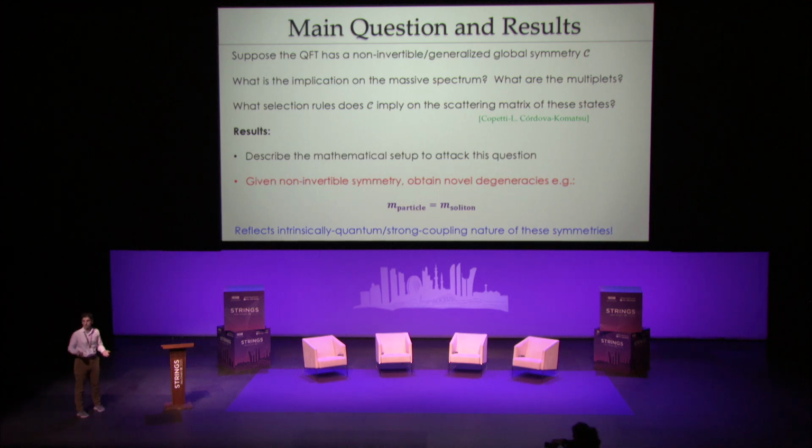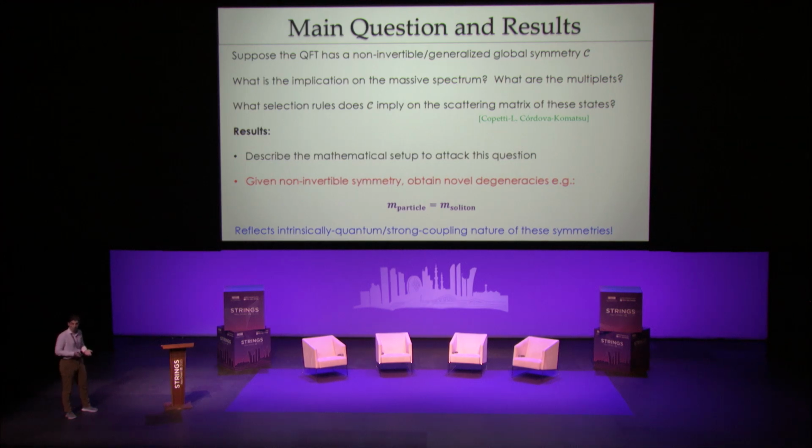Okay, so now, given this motivation, let me advertise our main results and questions here. The question is, suppose the quantum field theory has a generalized or non-invertible global symmetry. We'll call that symmetry C in the rest of the talk. The question is, what is the implication on the massive spectrum? What are the multiplets? A closely related question you could ask is, what selection rules does such a symmetry imply on the S matrix of these states?